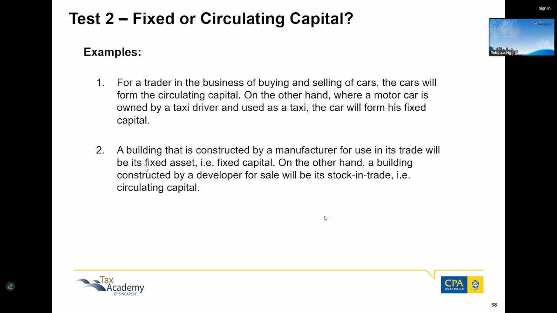For example, a trader is in the business of buying and selling cars. The cars will form the circulating capital. On the other hand, where a motor car is owned by a taxi driver and used as a taxi, then the taxi will be its fixed capital. So we always look at the capital in relation to the business. A building constructed by a manufacturer for use in its trade will be a fixed asset. On the other hand, a building constructed by a property developer for sale will be stock in trade, so that will be considered circulating capital.